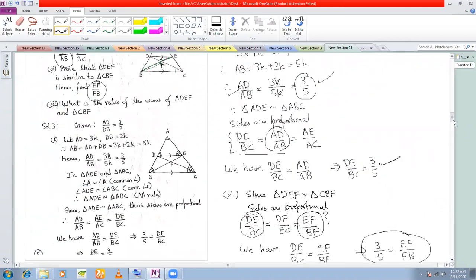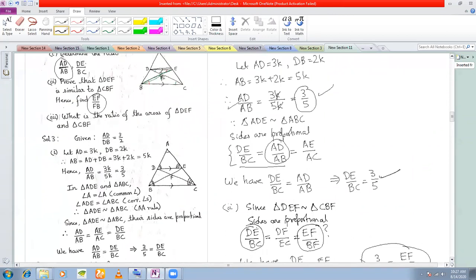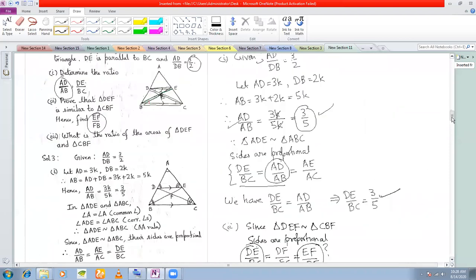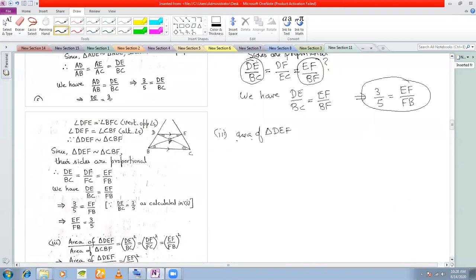And the next question is the ratio of the areas of triangle DEF, that is this triangle, and this triangle, which is the square of the proportional side. So this is very easy. Let's write this. Area of triangle DEF, that is what is required to calculate, right? DEF and CBF. Area of triangle CBF is the square of the proportional sides: DE by BC, DF by FC or DF by EC, EF by BF, square of all this.